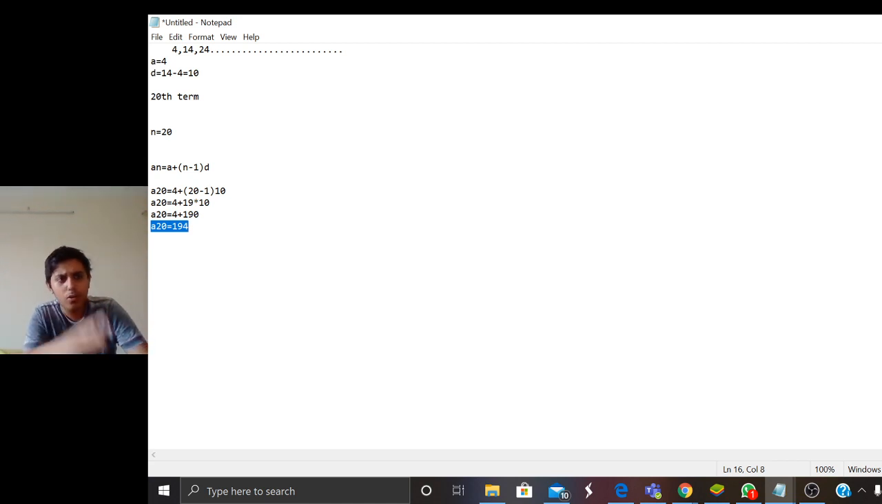So I'll just summarize it all for you. We found the first term of the sequence, which was 4. Now we got the d by subtracting the first term from the second term, or the second term from the third term, and we got the value as 10. We needed to find the 20th term, so that's a variable which we need to find. You can keep it as x, or you can keep it as a20, whatever your wish is. And since we needed to find the 20th term, the number of terms, which is n, was given to us as 20. We substitute all of those in this formula.